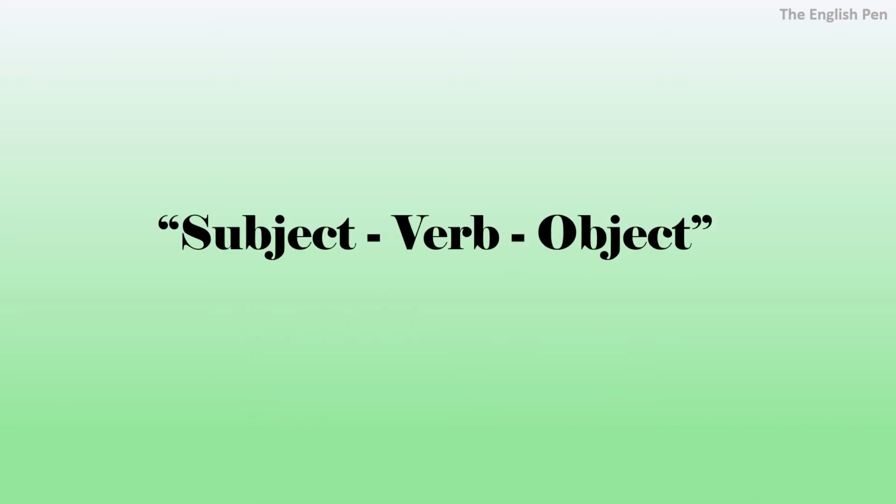As I mentioned before, English sentences are written in a subject, verb, object order. The subject comes first, then the verb, and then the object. This can help you identify the parts of a sentence.